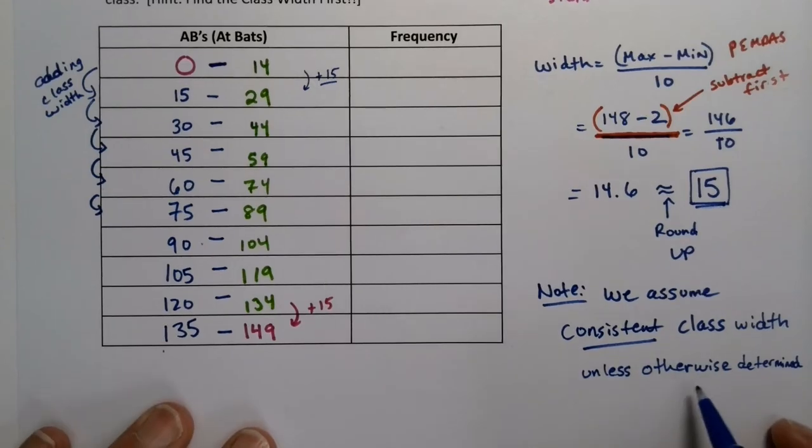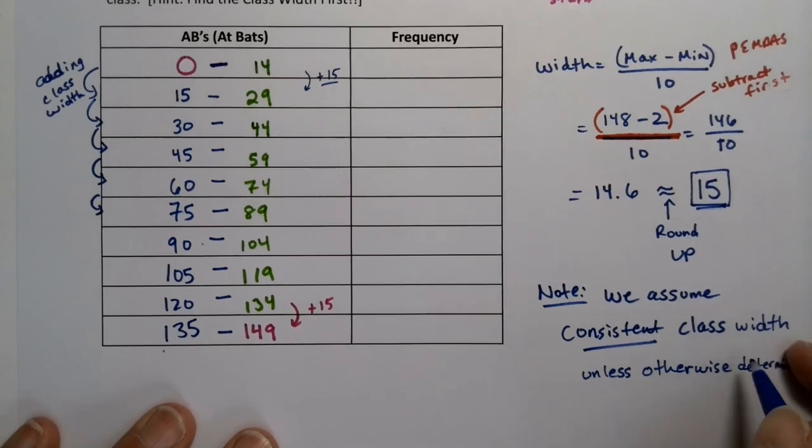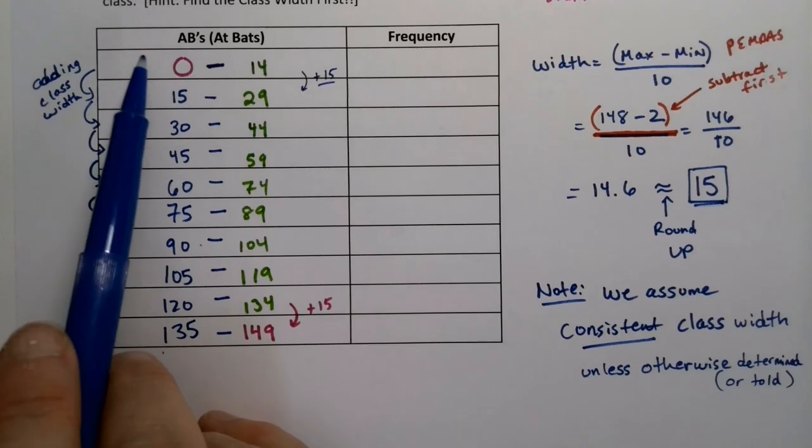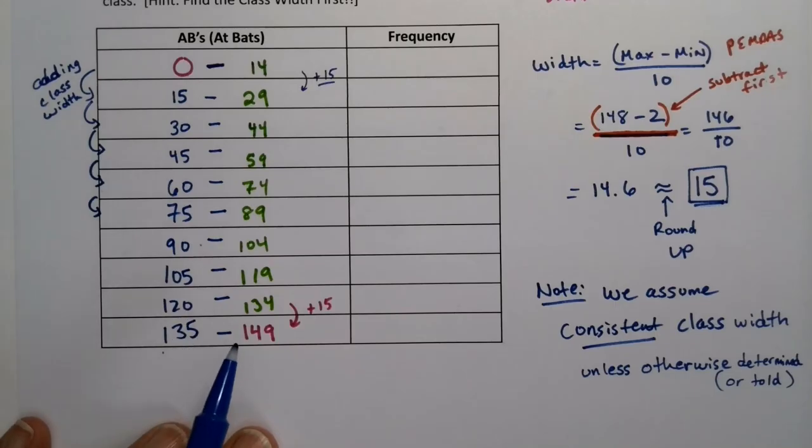And by unless otherwise determined, I mean unless otherwise told, or given, right? So unless you're told otherwise, you just assume that you're going to have a consistent class width. And that's the way most classes work. There are just some special circumstances where we don't want that.